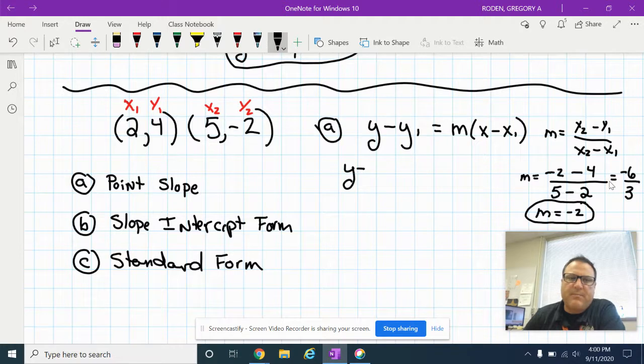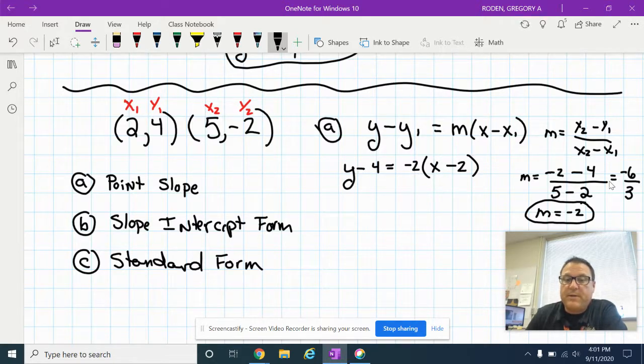It doesn't matter. But since I have x1, y1 on the first ones, I'll just use this for my point slope. It's the same thing if you use the other numbers, though. Okay. So y1 is going to be 4. So y minus 4 equals slope. Well, we now know our slope is -2 times x minus x1, right? So that's going to be x minus 2, right? All right, cool. And so this is our point slope.